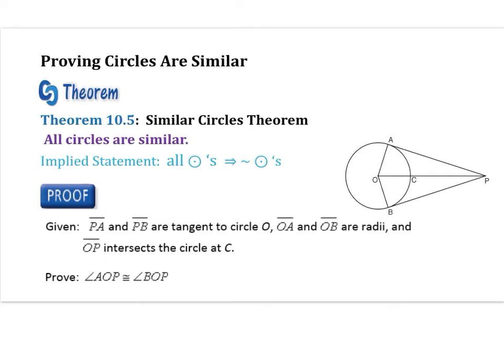All right, next let's take a look at proving circles similar. So our last theorem for this section would be our similar circles theorem, and it states simply that all circles are similar. So all circles implies similar circles.